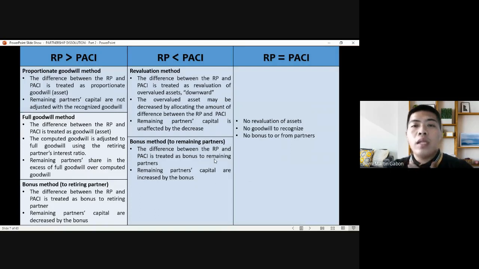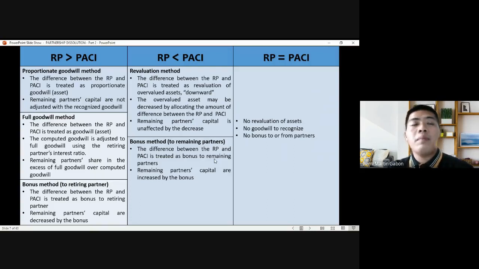So we have considerations here. If the retirement price is equal to PASI, no revaluation of asset is needed, no goodwill to recognize, and no bonus to or from partners. However, if the retirement price is not equal to the PASI, or the partner's adjusted capital interest, then methods will be considered in accounting for that retirement.